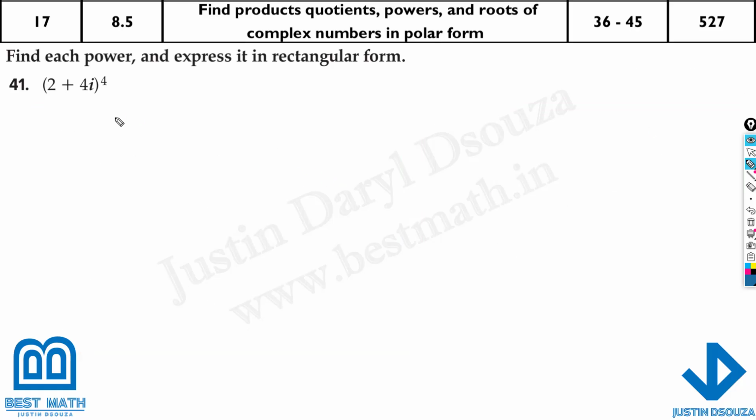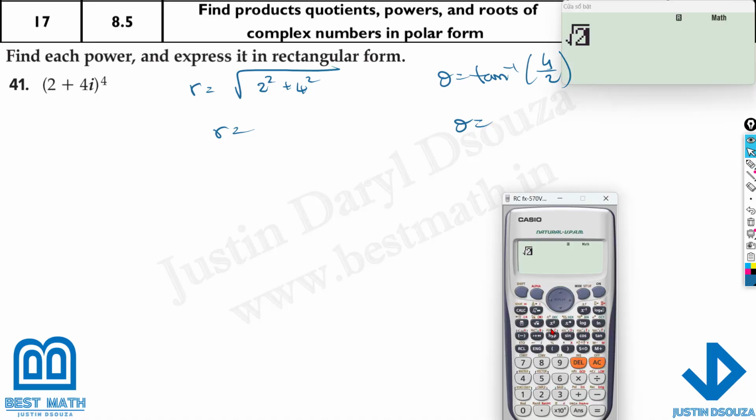Now let me do this one here. This is going to be r equals square root of 2 square plus 4 square. Theta equals tan inverse of 4 by 2. Let's use a calculator and find the answers. Square root of 2 square plus 4 square is going to be 2 root 5, or square root 20. You can write square root 20, it's easier. 4 plus 16, that's the same as 2 root 5. I'm just writing this because it's easier to write inside the square root rather than outside.